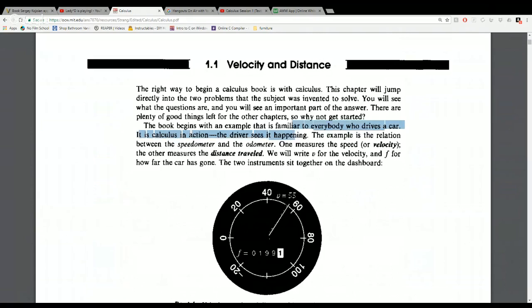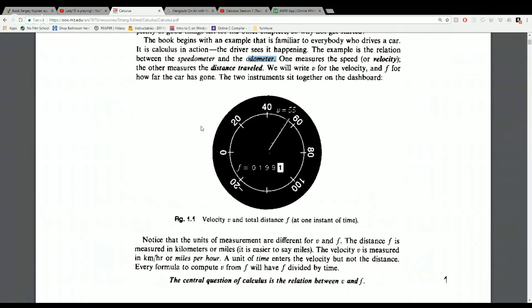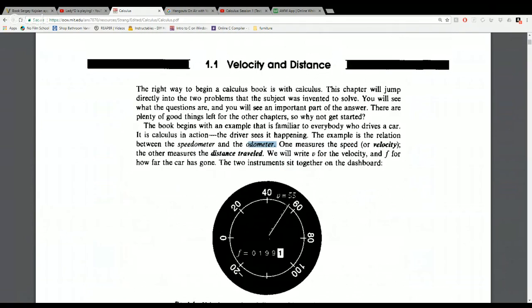The driver sees it happening. The example is the relation between speedometer and the odometer. So if you're not familiar with these words, the speedometer tells you what your speed at any given point in time is. What speed you're driving at, 60 miles an hour, 55 miles an hour. The odometer tells you how many miles you've traveled.